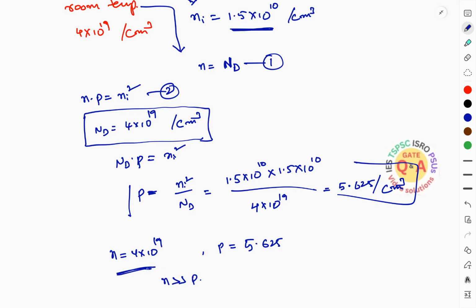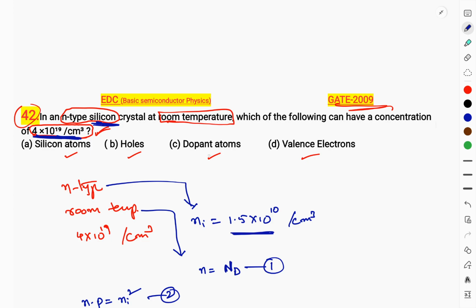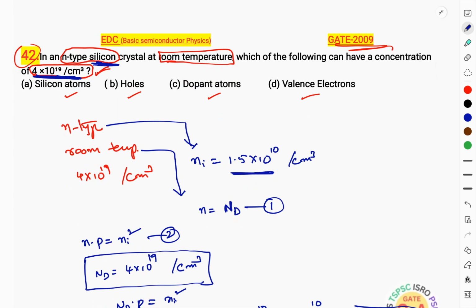Therefore, this is N-type, so electrons are the majority carriers, correct. p is the minority carrier. So the given data is the number of doped atoms. So the number of doped atoms is the correct answer. The number of doped atoms means the number of free electrons. However many atoms are present, that many electrons will be formed in the silicon. Therefore, the electron will make it an N-type semiconductor. So our answer is dopant atoms.